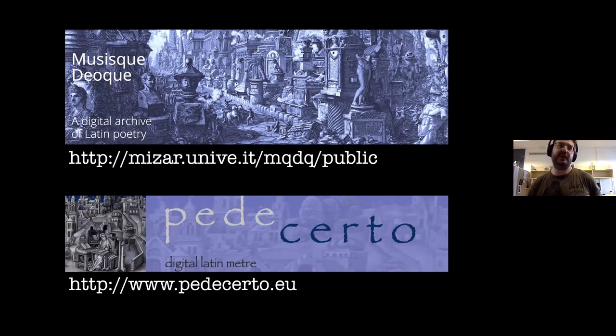I've built a huge amount of code, but without this original data, it would have taken me an extra year to gear up, because I would have had to do this. So Musisque Deoque and Pericerto are from the same team, a bunch of super nice people in Italy. And they go from the earliest classical poetry all the way through to the humanists. So it's a really great resource.